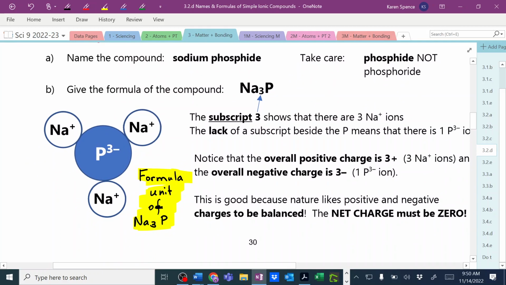Now, one thing while we're looking at this formula unit, how many positives are in this structure? 1, 2, 3 positives. How many negatives are in this structure? Also 3. There's 3 negatives. A compound is always neutral. The positive and negative charges will always cancel out.